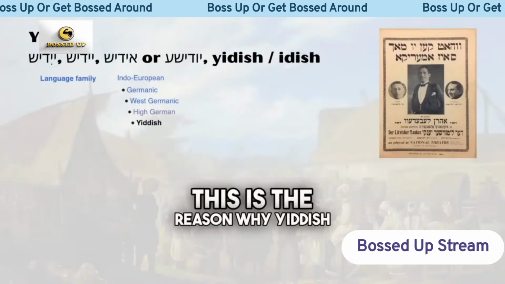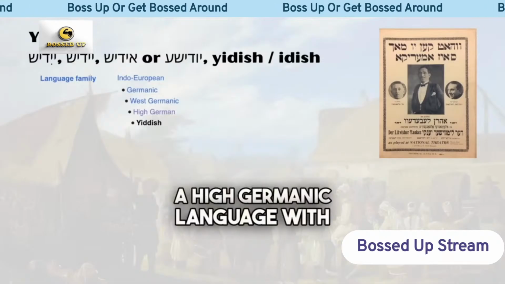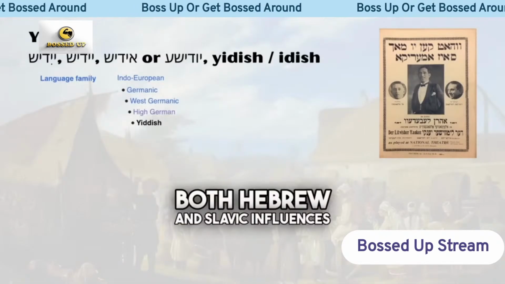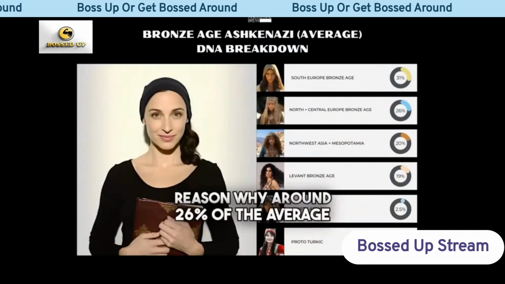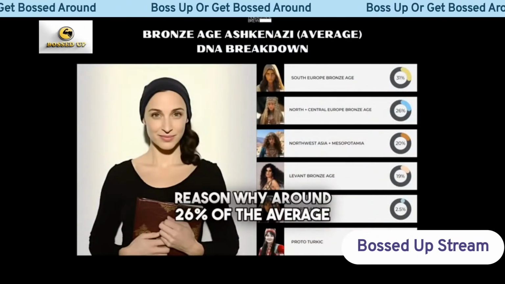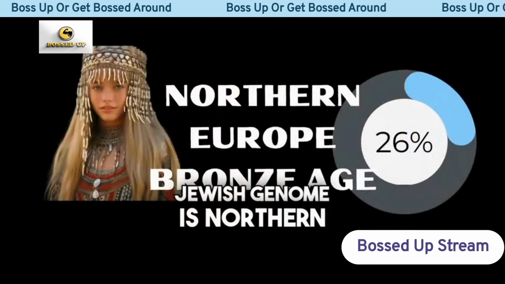They would then migrate into Eastern Europe, contributing to the formation of Eastern Europe's Jewish community. This is the reason why Yiddish, a High Germanic language with both Hebrew and Slavic influences, is spoken by the Ashkenazi community. It is also the reason why around 26% of the average Ashkenazi Jewish genome is Northern European in origin.